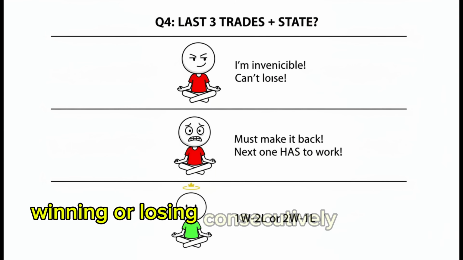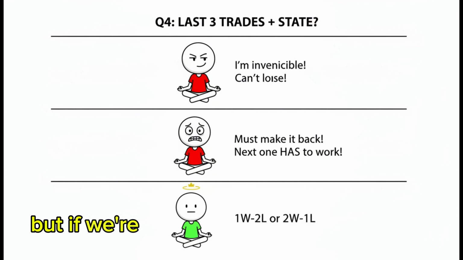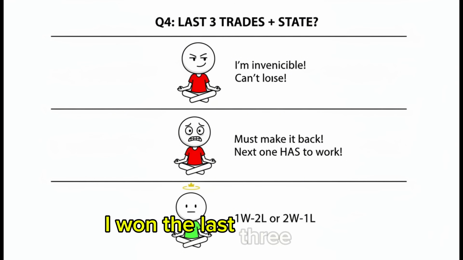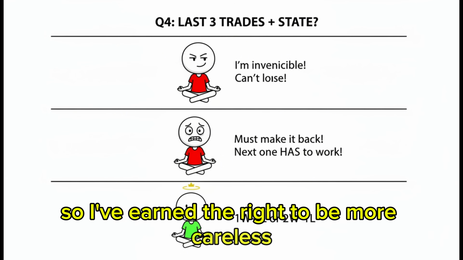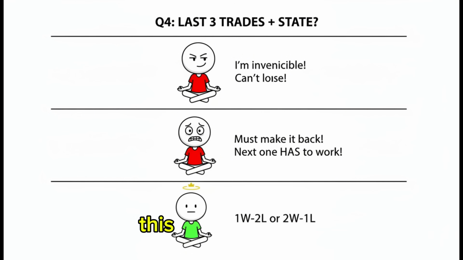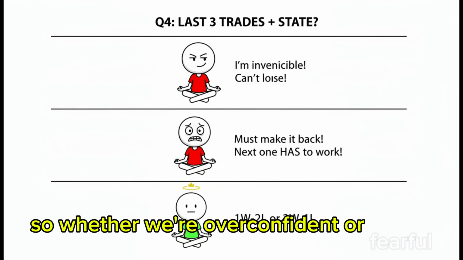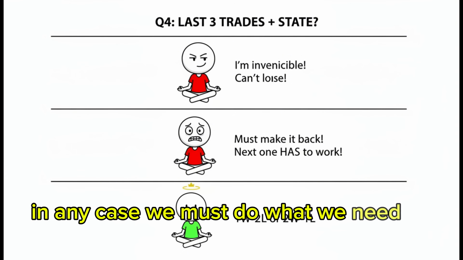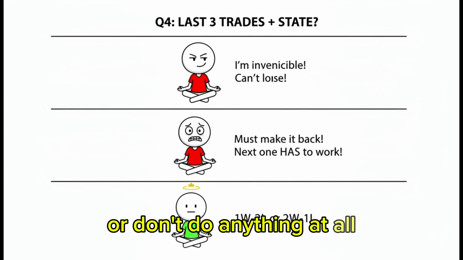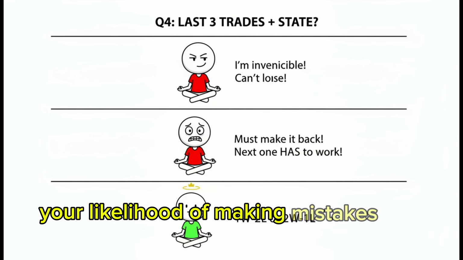Winning or losing consecutively definitely affects us, and their effects can push us to make mistakes. But if we're aware, we can act accordingly. Never give yourself the message that I won the last 3 trades, so I've earned the right to be more careless on the 4th. We want to treat all trades equally no matter what state we're in. This is the only way we can capture consistency and discipline. So whether we're overconfident or fearful, in any case, we must do what we need to do. Or don't do anything at all and wait for these feelings to subside. That's also a good solution. If you've won 5 times in a row, your likelihood of making mistakes has increased.